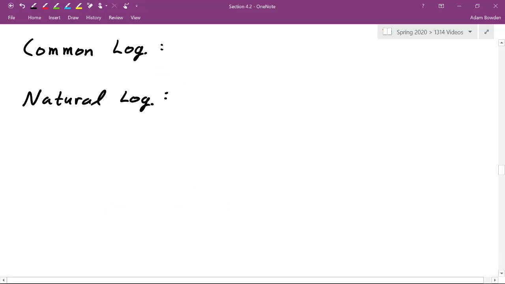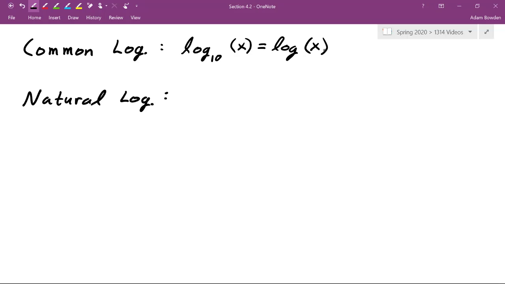Okay, so now we have two logarithms that are often abbreviated, the common log and the natural log. So the common log is log base 10. Most often log base 10 is just written simply as log. So log base 10 of x is the same as just log of x. So if we see log without any base below it, it's meant to be an understood base 10.